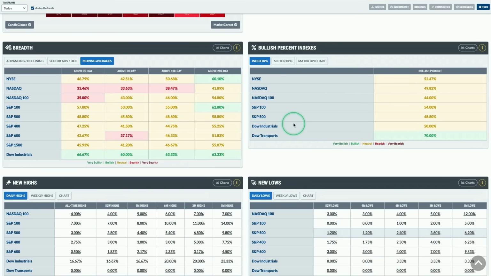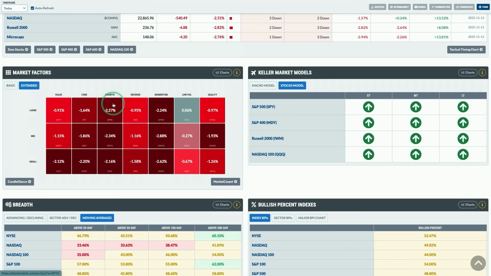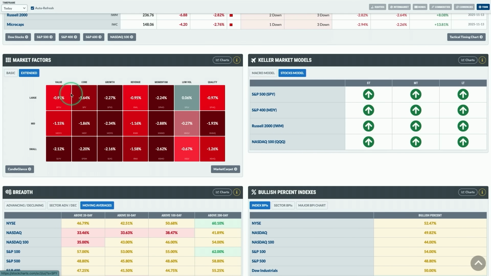I also mentioned, of course, the market factors panel. This is another way to think about those ideas. Again, it works with the time frame menu as well, so you can change those time frames to see these numbers move around on you. But this is going to tell you for those different cap levels, large, mid, and small cap stocks, across all of these different factors, what's leading, what's lagging, what's outperforming, what's underperforming. This is going to tell you the kind of spirit of that market.